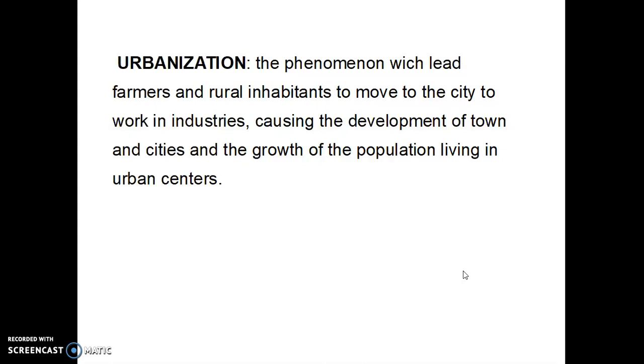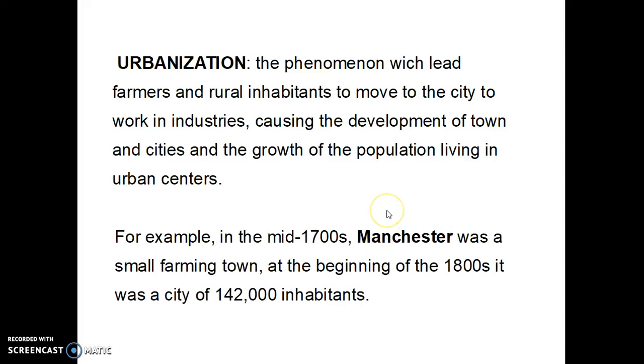Industrial cities rose through the urbanization, the phenomenon which led farmers and rural inhabitants to move to the city to work in industries, causing the development of towns and cities and the growth of the population living in urban centers. For example, in the 18th century, Manchester was a small farming town. At the beginning of the 19th century, it was a city of 142,000 inhabitants.